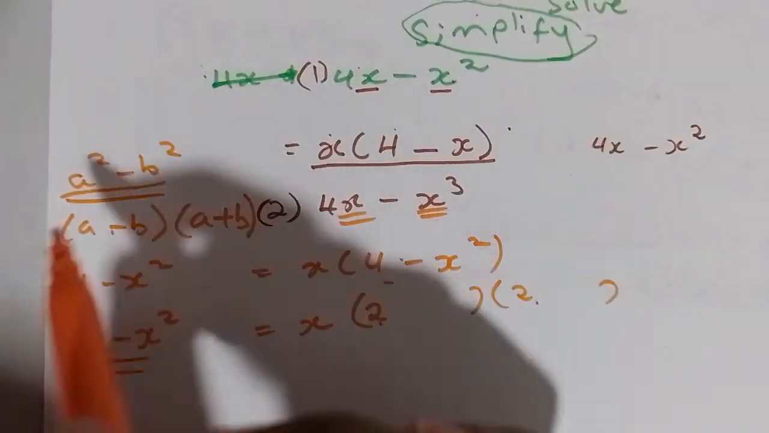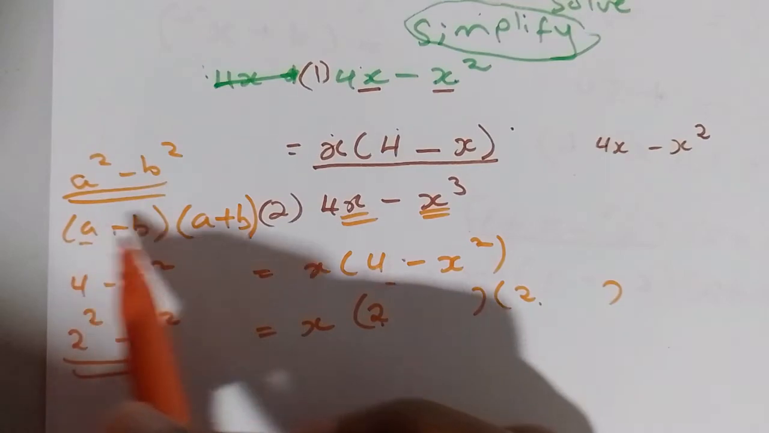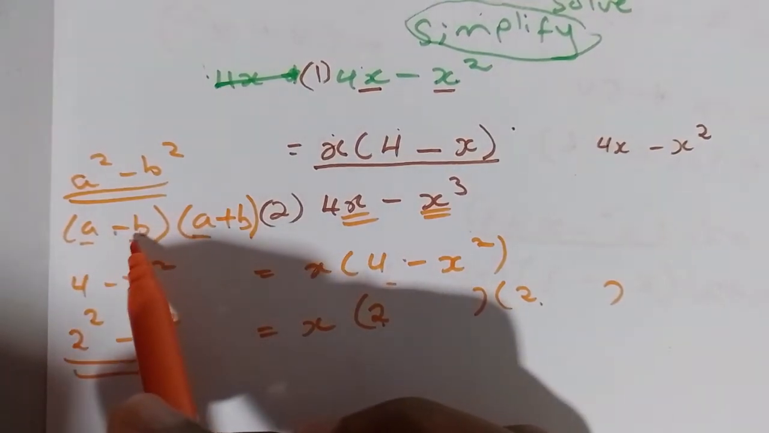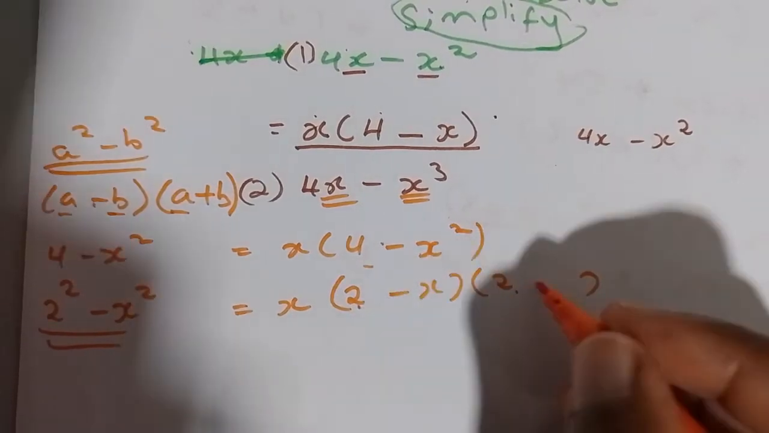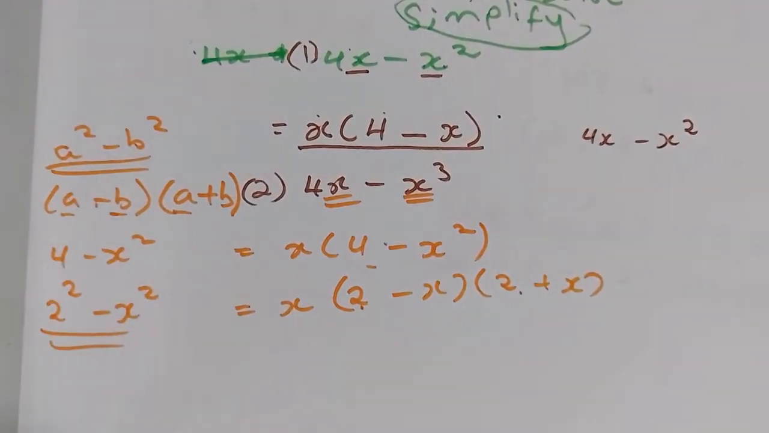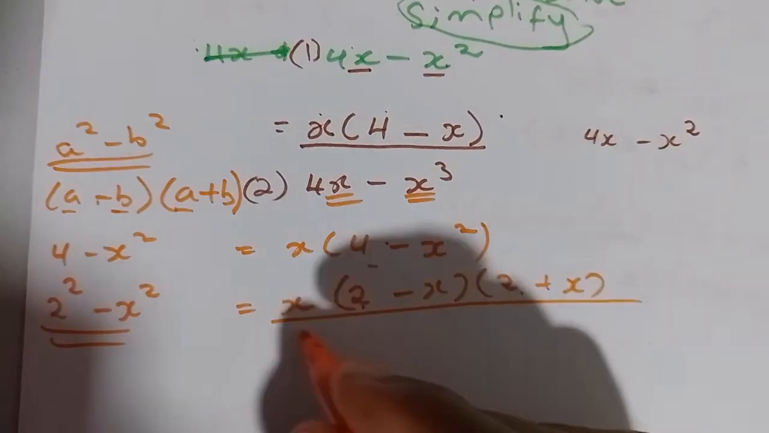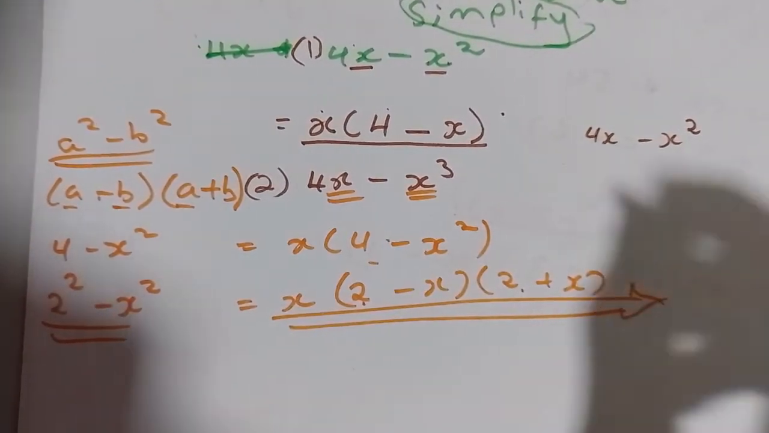Why do I say that? Because I had a squared. It means I'm going to have a, I'm going to have a. I have b, I'm going to say b and b. Okay, here I'm going to say minus x plus x, right? Then this is my solution, right?